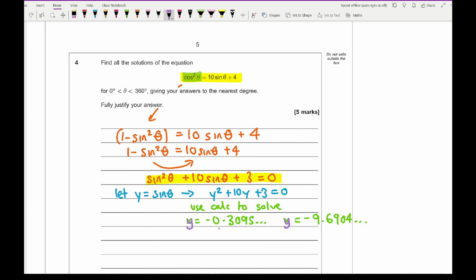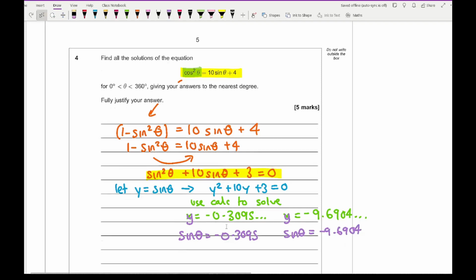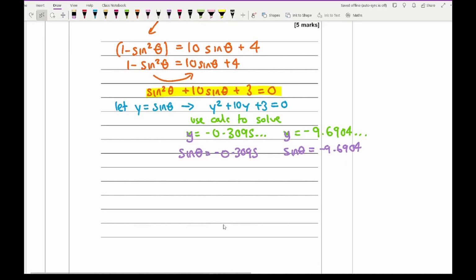Now, because obviously I'm going to be using sine theta, so basically sine theta equals minus 0.3095 and sine theta equals minus 9.6904. I just scroll down. This is basically going to have no solutions because obviously it needs to be between minus 1 and 1. And this one will have solutions. So then if I solve this, I get an angle of minus 18.03.